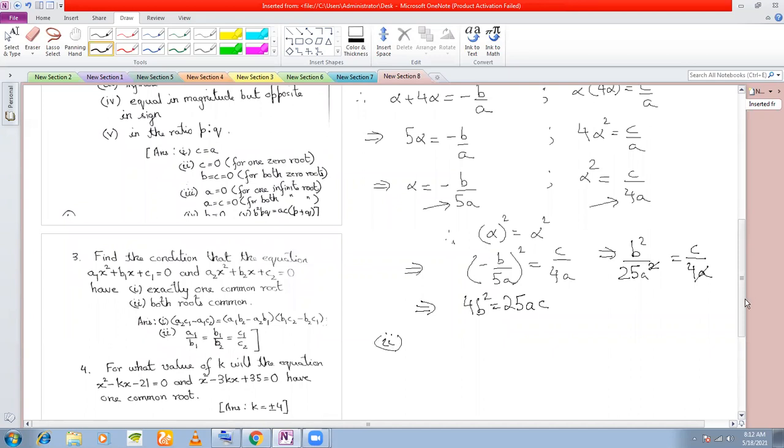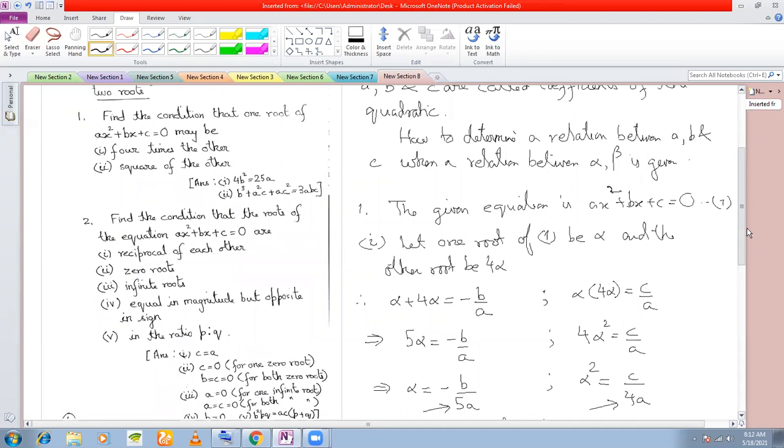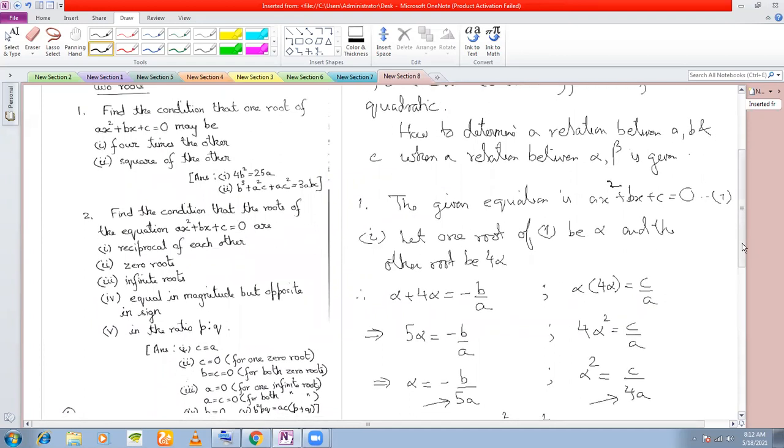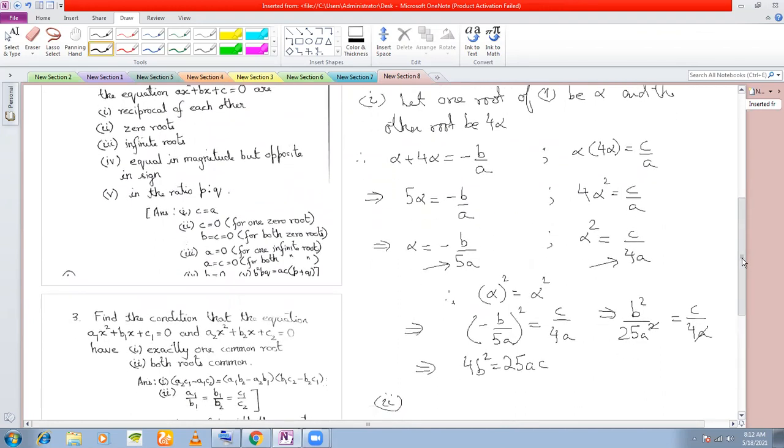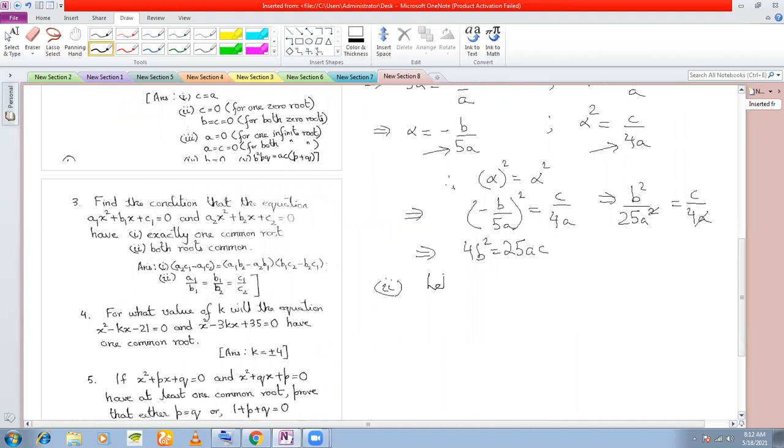The second one is one root is the square of the other. Okay, that means this time what can we take? Let one root be alpha, the other root has to be alpha square. So we say let the two roots of 1 be alpha and alpha square, right? So therefore, what should be the sum of the roots? The equation is ax square plus bx plus c. So sum of the roots is minus b by a. And what is the product of the roots? Alpha into alpha square must be equal to c by a.